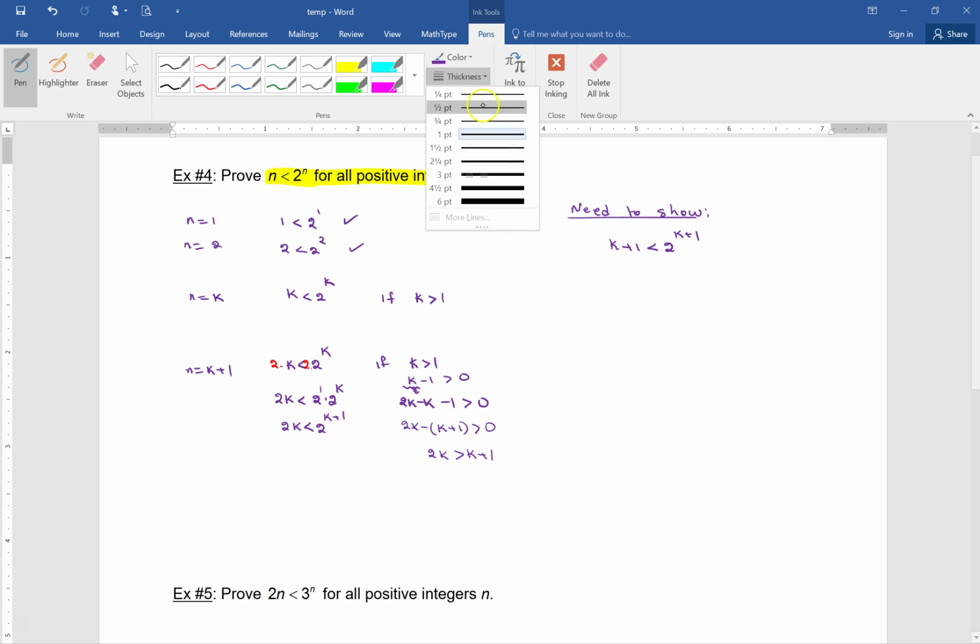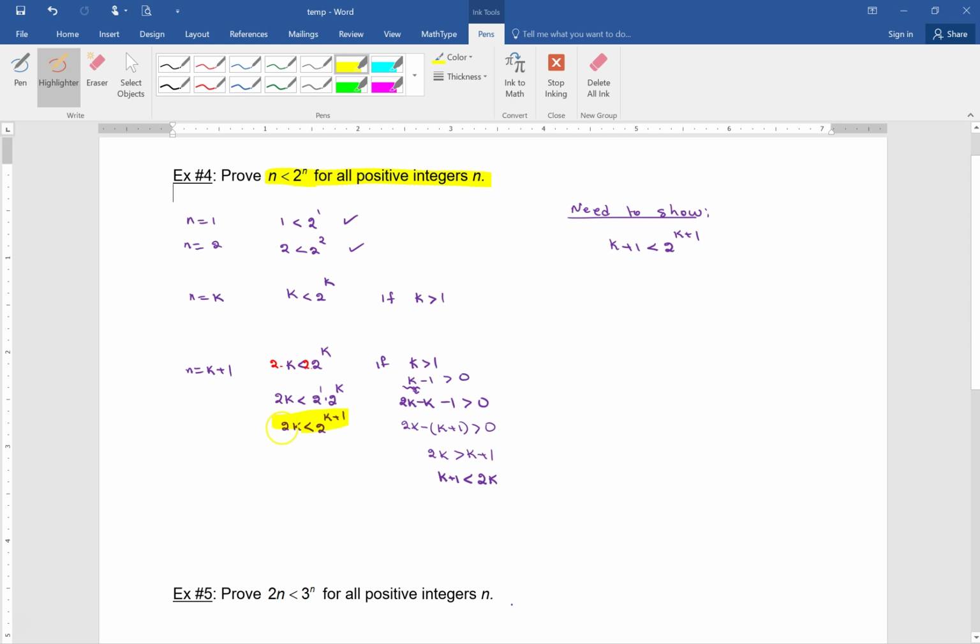All right? So now let's see what we have. Now, I can switch the order here, right? So I can say, well, that's the same as saying k plus 1 is less than 2k. All right, now I'm going to stop there. So I'm going to take the last step here and the last step there, and I'm just going to write them over right here.